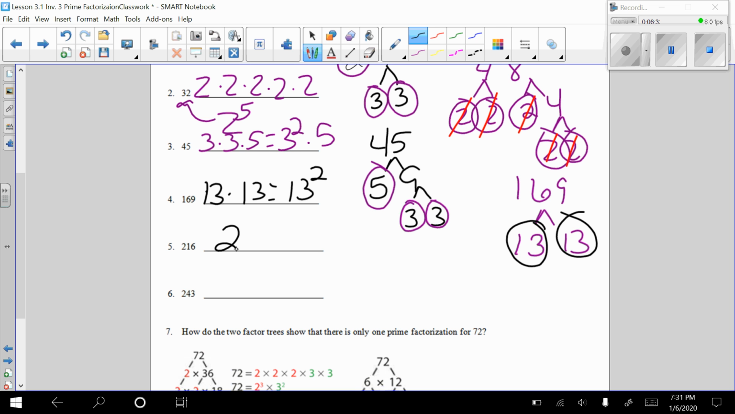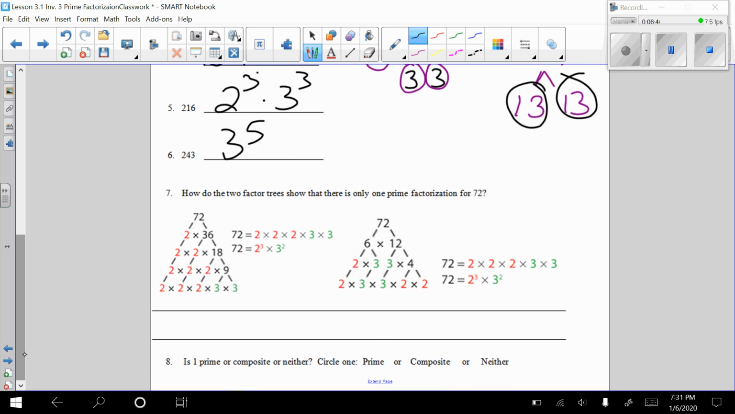For 216, you should have got 2 to the 3rd power times 3 to the 3rd power. And for 243, you should have got 3 to the 5th power. Using a factor tree is one way to show this. How do 2 factor trees show that there's only one prime factorization? Regardless of which way I do it, if you look at 72, the first time you started with 2 times 36. The next one over here was 6 times 12. Regardless of where you start, the answers will remain the same because they have to all get to the prime numbers.